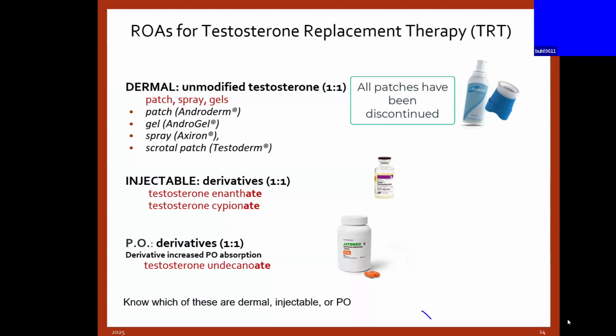There are some injectables. That's what I've seen people who do gender affirmation therapy using. You'll see that unlike the dermals, which are not derivatives and are just going to be testosterone, these are going to have a derivative name on them. And then there's a PO derivative. What I want you to do is just be able to tell me what's dermal, spray or gel, which of these testosterones are injectable, and which one is PO.